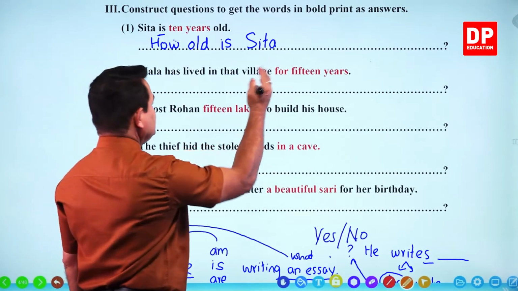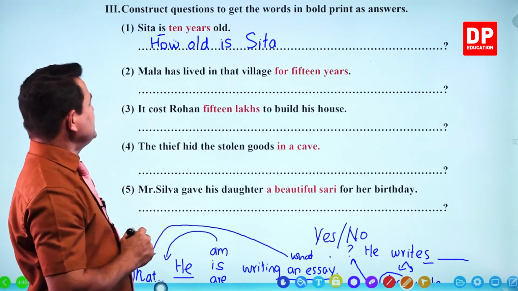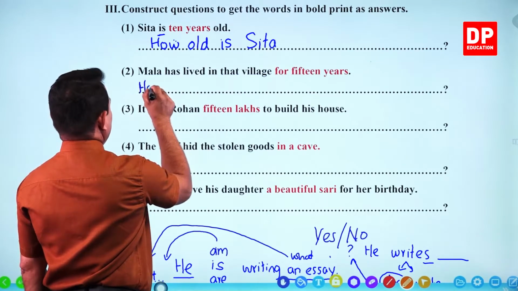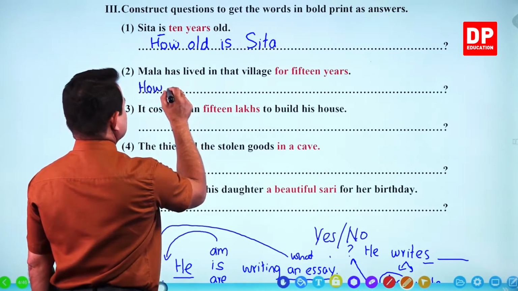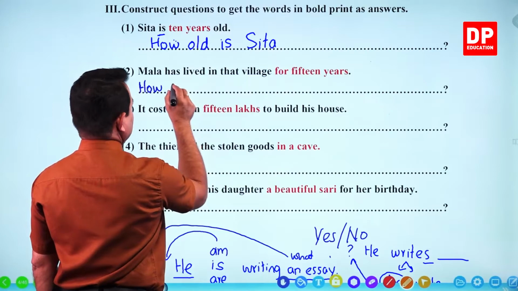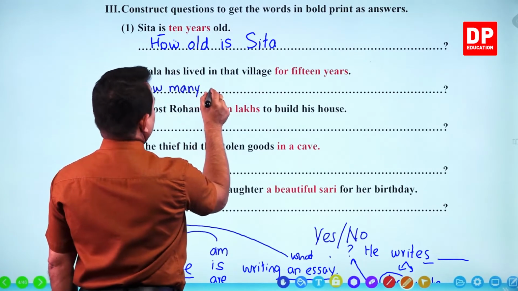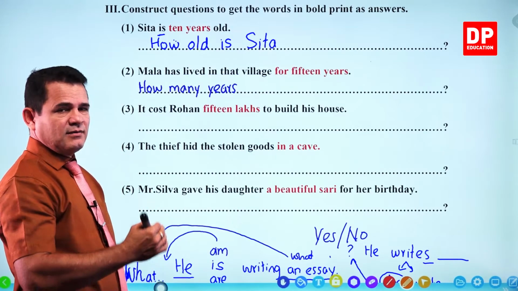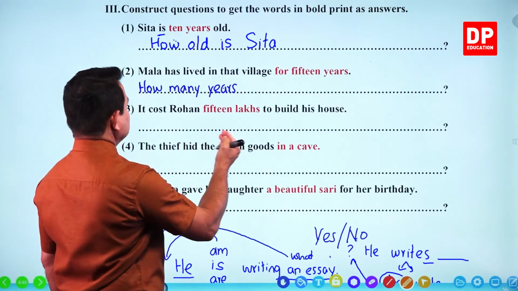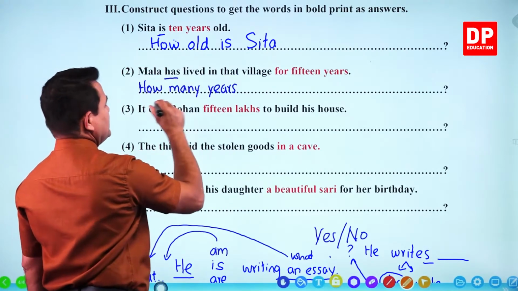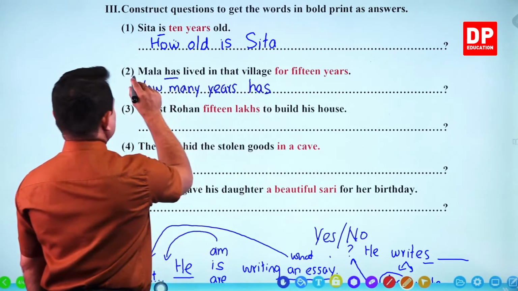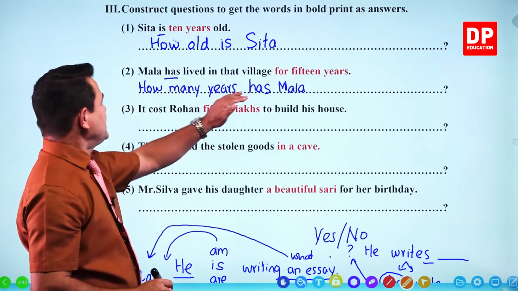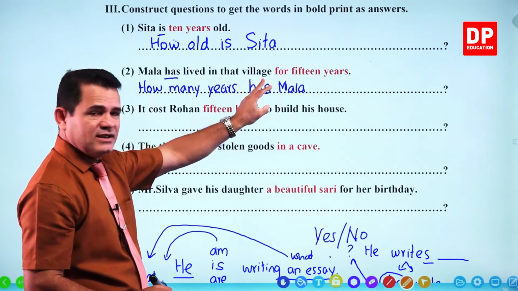Now the question word here is how. She had lived in that village for 15 years. How long, or how many years, we can say. Let's see it easily. How many years? Or how long, or for how long, we can also use. Then we bring this word to the front. How many years has, next, Mala. How many years has Mala lived in that village? That part turns out like that.